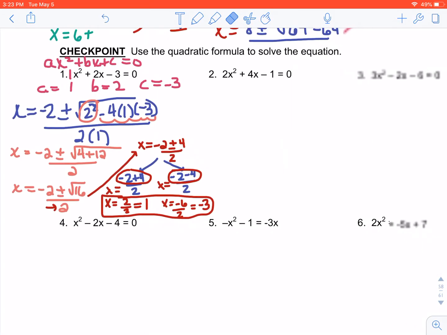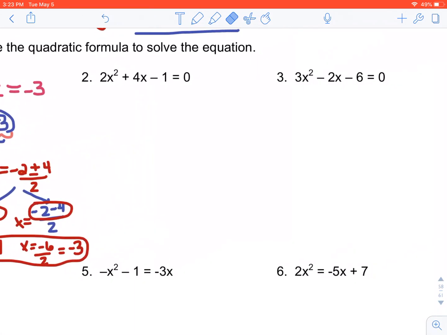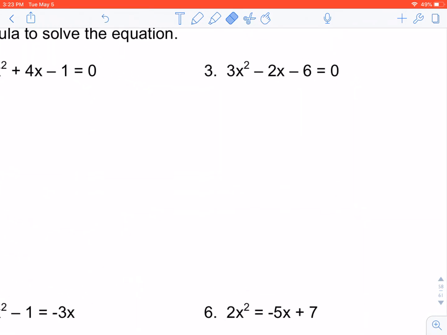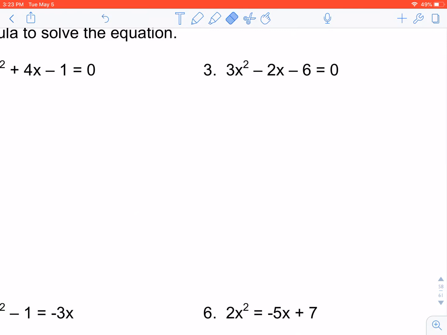So how about we look at number 3, kind of skip over number 2, giving me a little more space and you a little more space as well to write. So we skipped number 2, looking at number 3. I'm going to list A, B, and C.